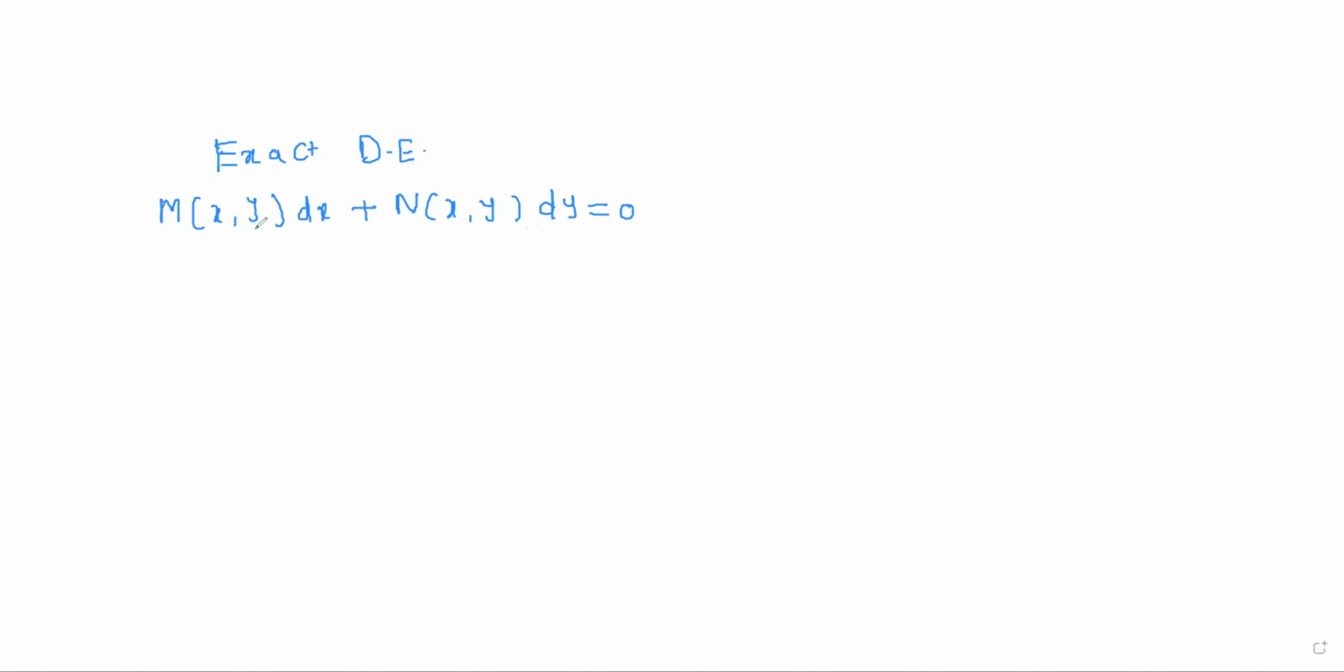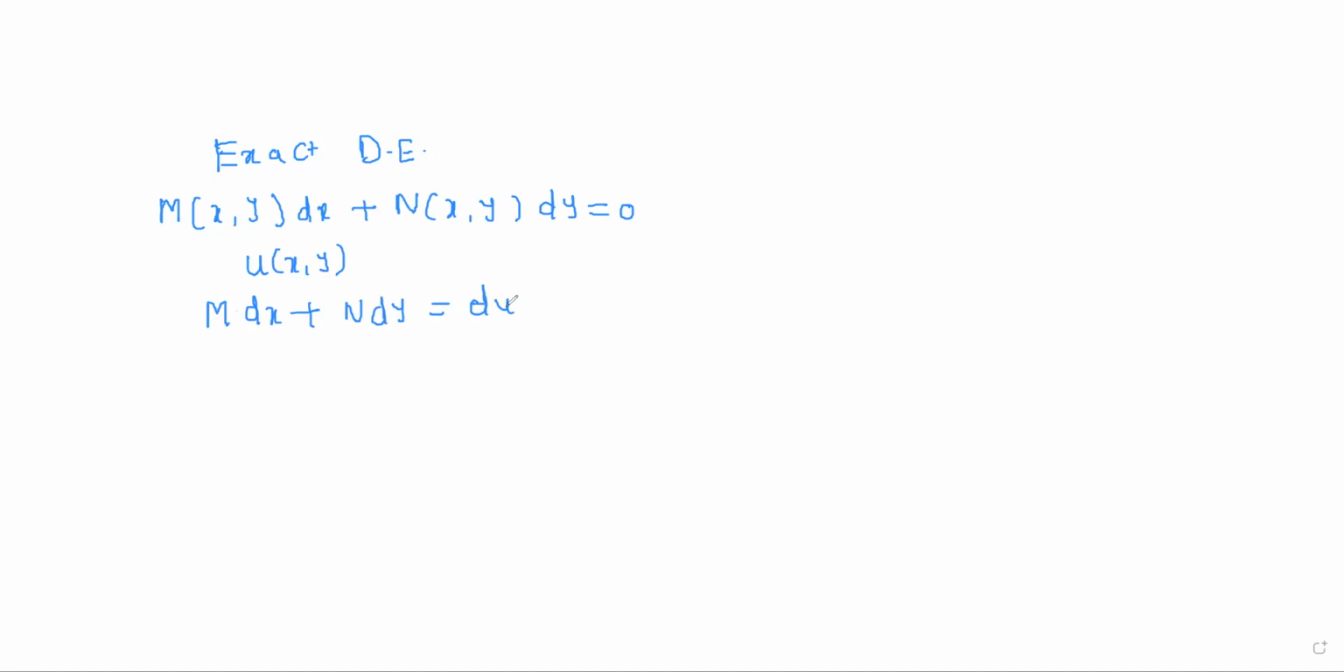M is nothing but some function in terms of x and y. N is also the function in terms of x and y. So when can we say that this differential equation is exact? If there exists a function u of x, y such that this M(x, y) dx plus N dy is equals to some du, then this differential equation is called exact differential equation. What does it mean? So M dx plus N dy equals to du.